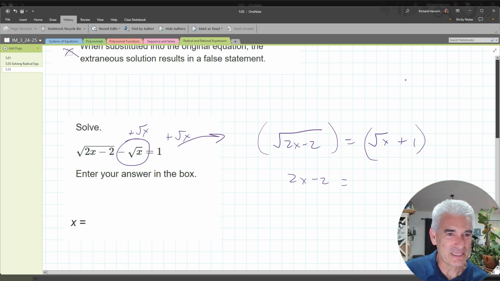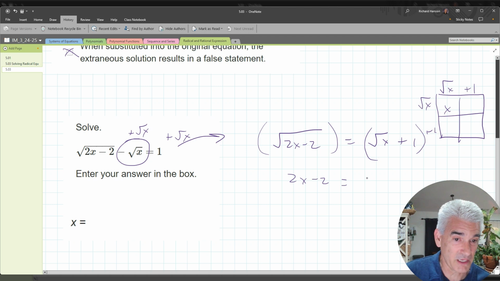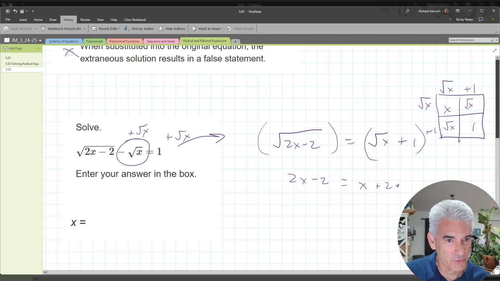So this is going to be, let me use the box technique over here. You could use whatever technique. So square root of x plus 1, square root of x plus 1. Square root of x times square root of x is x. Okay, that seems okay. Square root of x times 1 is root x, and I have another root x, and then 1 times 1 is 1. So I have two root x's, so plus 2 root x plus 1.